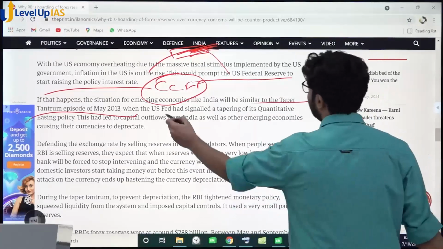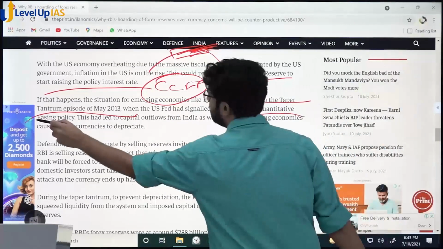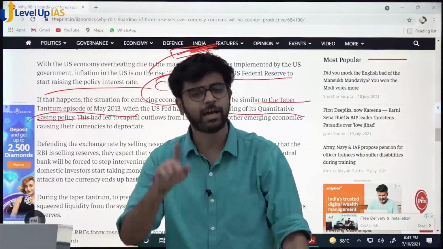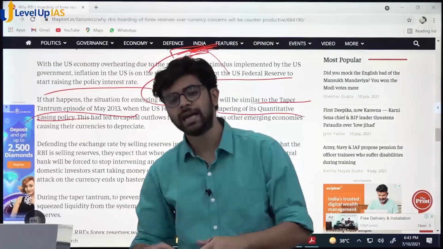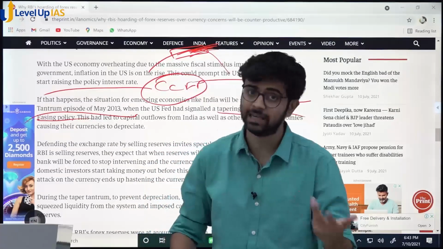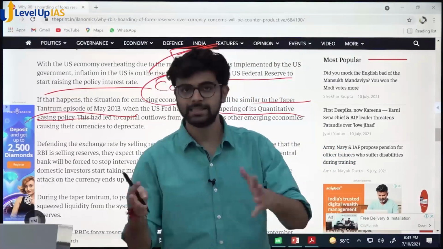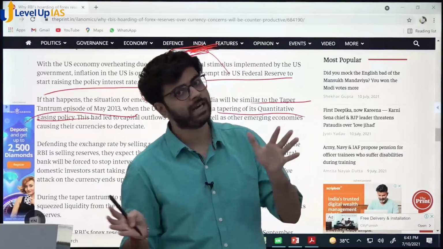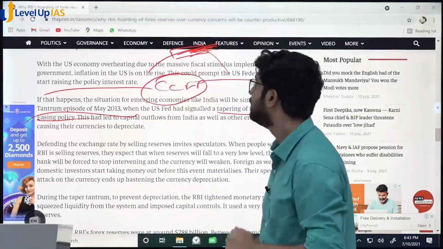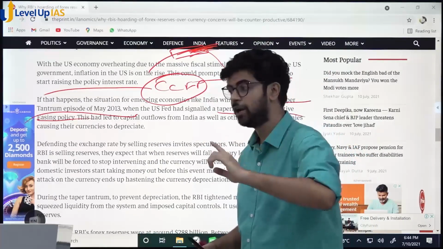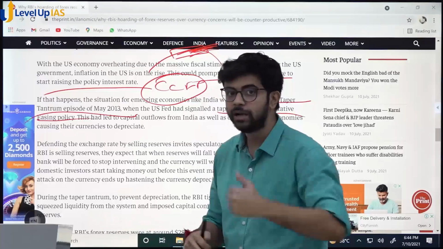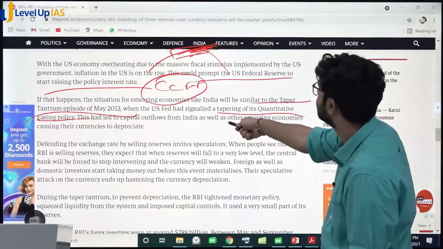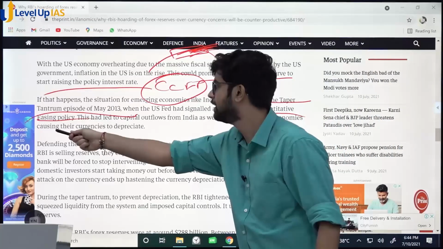Okay? When the US Fed had signaled a tapering of its quantitative easing policy, quantitative easing means unconventional methods, very low interest rate. I hope you know, very low interest rate mein quantitative easing happens. You start accepting lower quality bills, you as a central bank, and you start dropping money as a concept. Yes or no? So, quantitative easing policies are being tapered, which means they are being reduced, which means interest rate will now slowly rise. When interest rate will slowly rise, foreign investors would be attracted to US and not to India, and money will flow from India to US. This has led to capital outflows from India as well as other emerging economies, causing their currencies to depreciate.